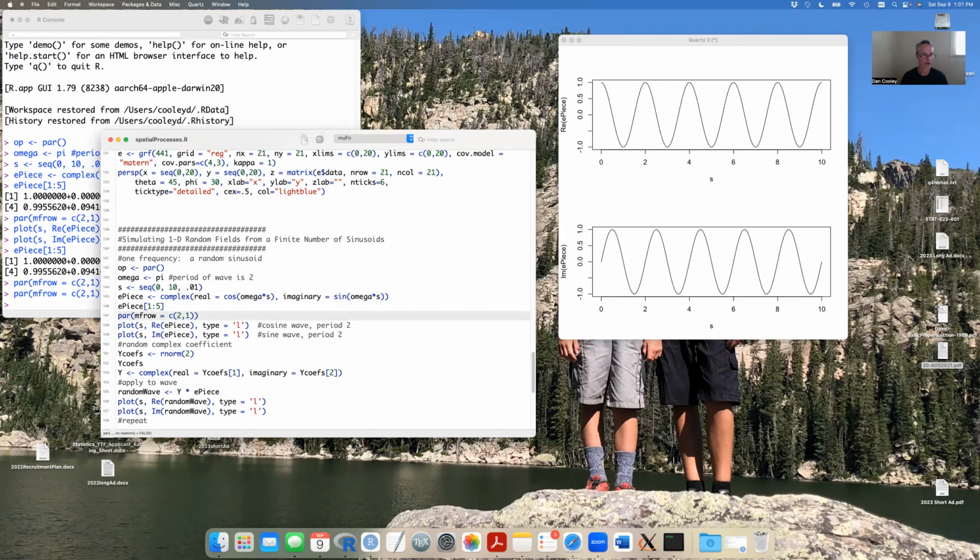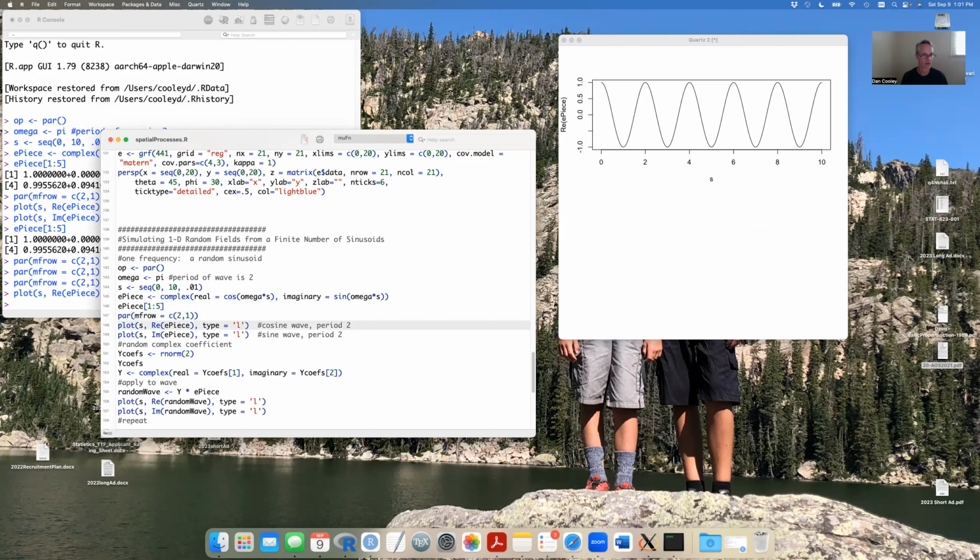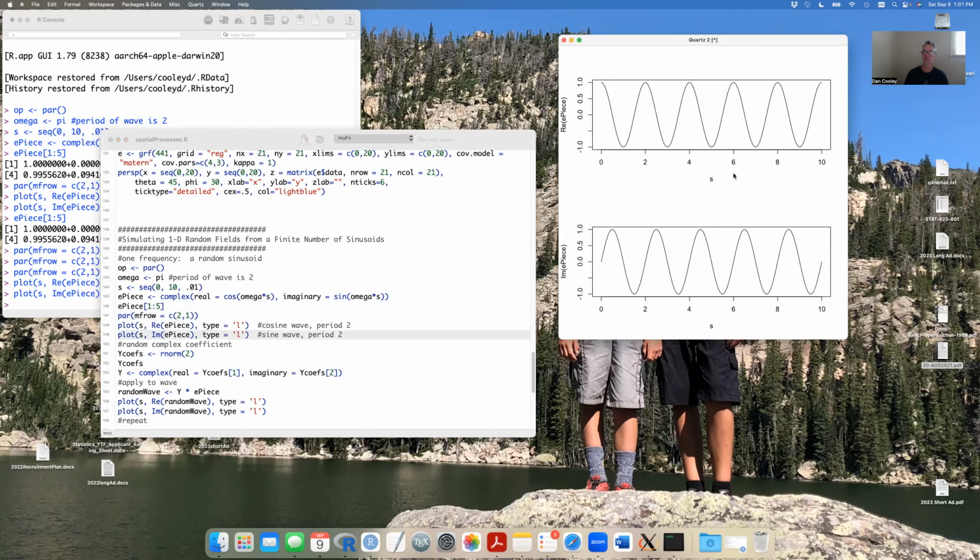And then what you're seeing over here is the real piece. This is the standard cosine wave with period 2. This is the standard sine wave with period 2. There's nothing random yet.